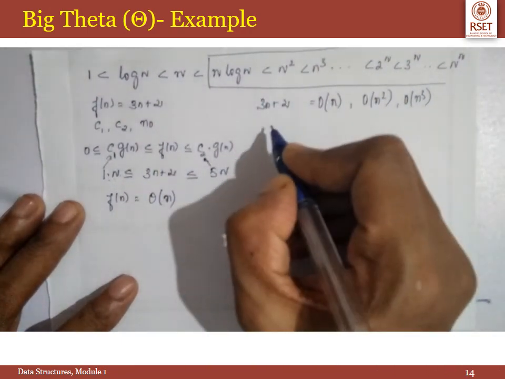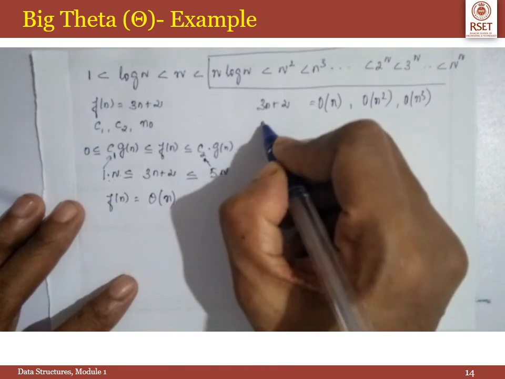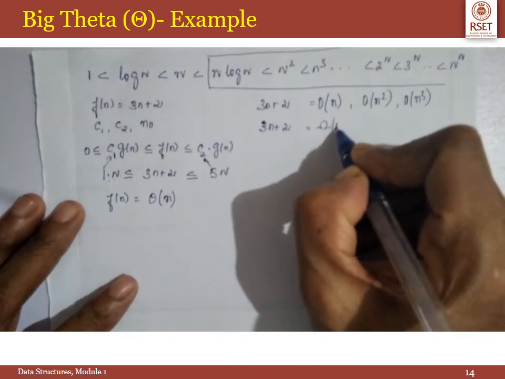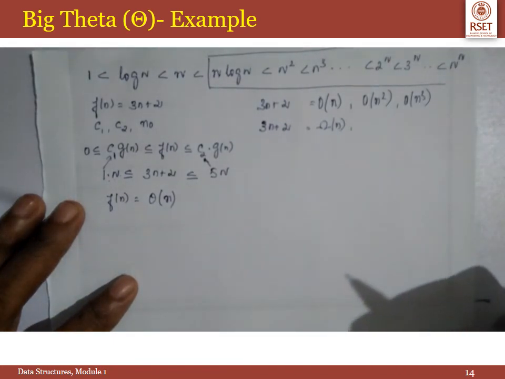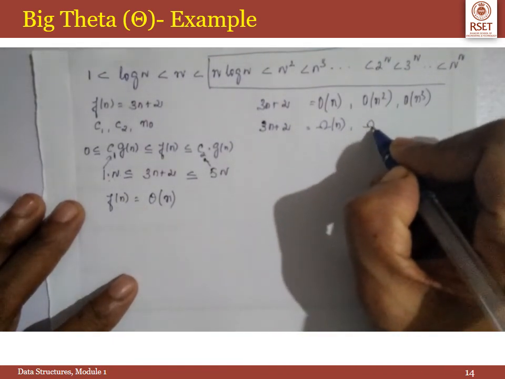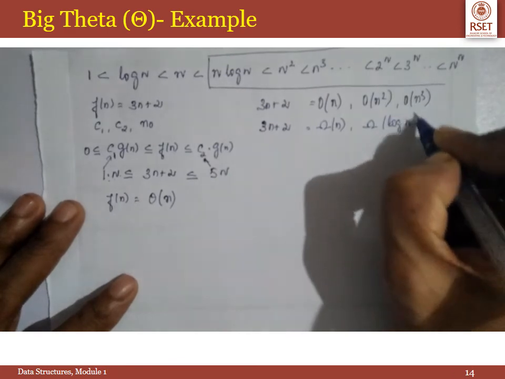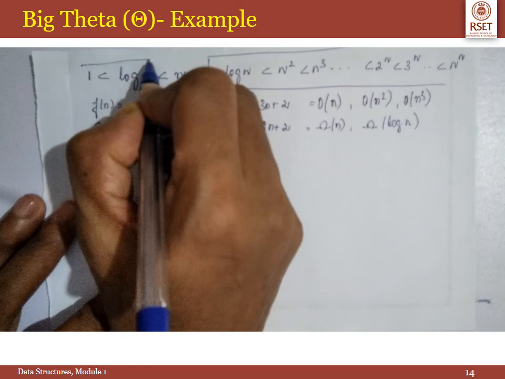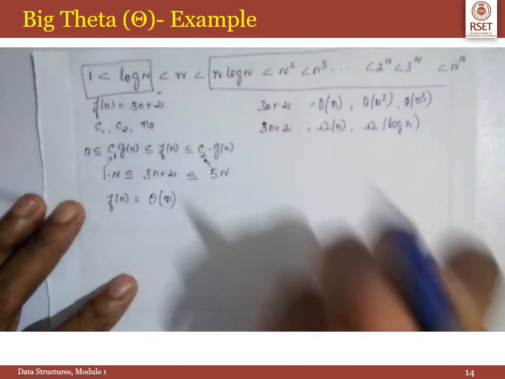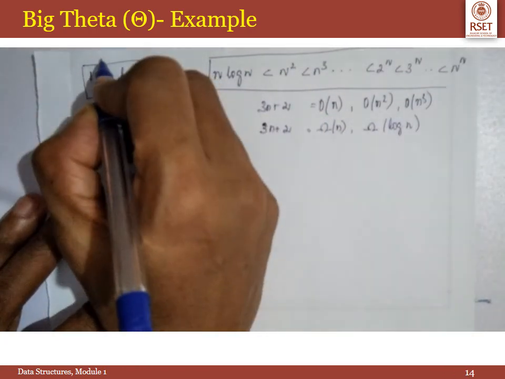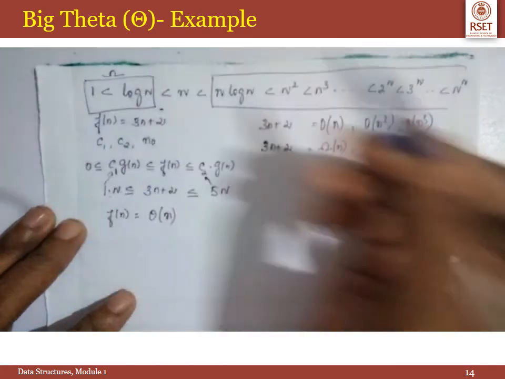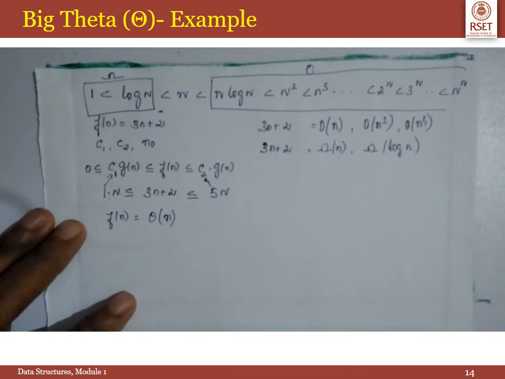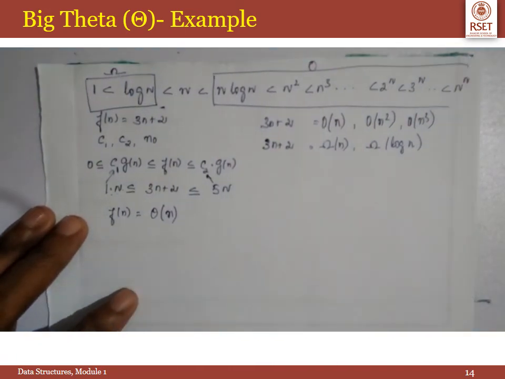Similarly, when we calculated the lower bound of 3n plus 2, the omega value, we found it as omega of n. But at the same time, it is not wrong to write it as omega of log n, right? Or I can choose any value in this lower region, the omega value. So here lies my omega and here lies my big O, right?